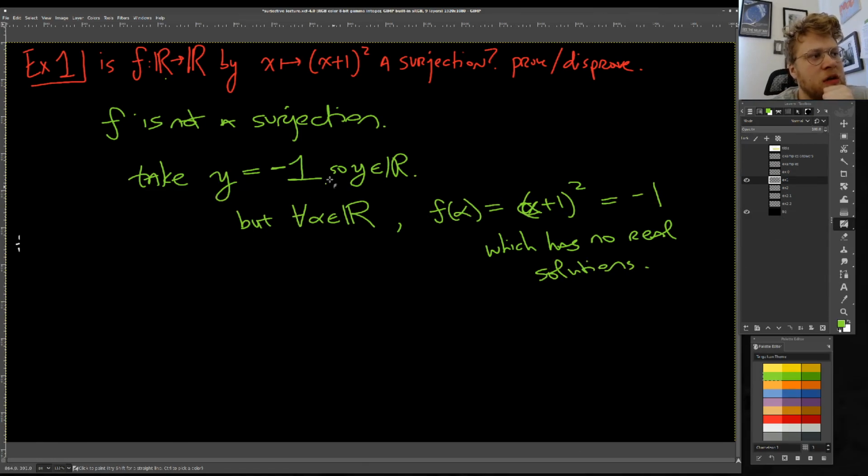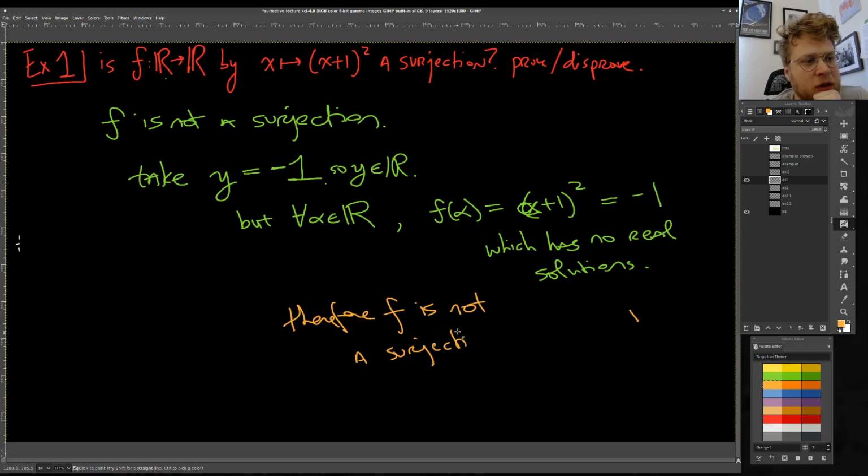So picking one particular element of the codomain, we have to say all elements of the domain will not give us that value. They'll map to something else. So therefore, f is not a surjection. And again, our choice of -1 was just to pick something simple for convenience, but this would be true of any negative number. So there you go.